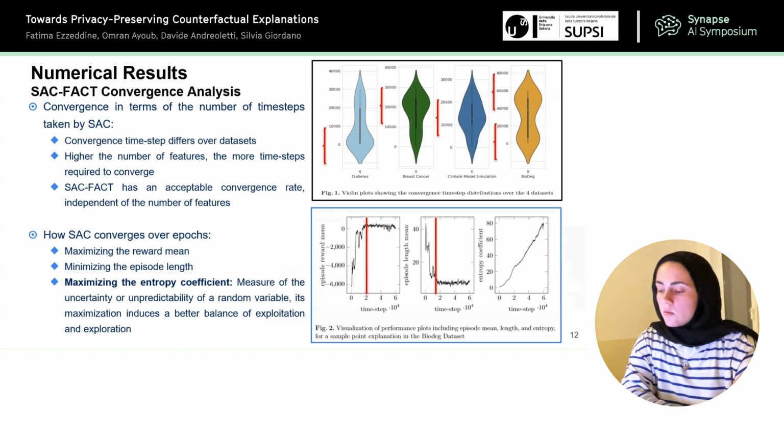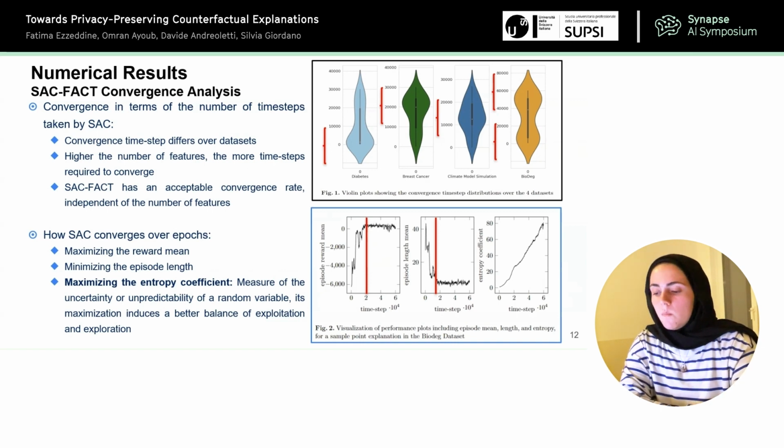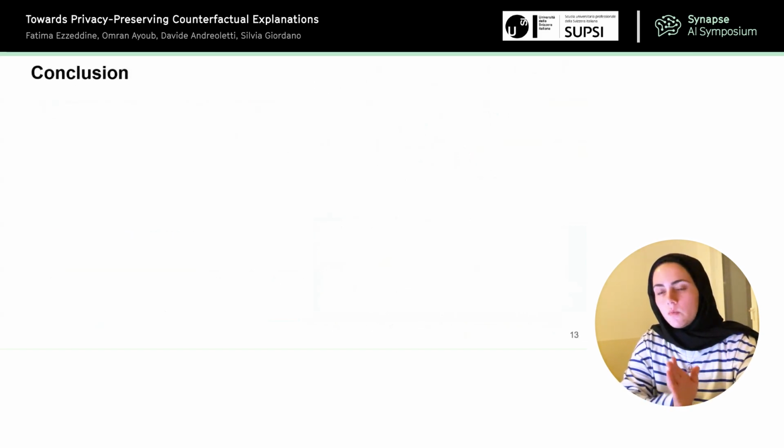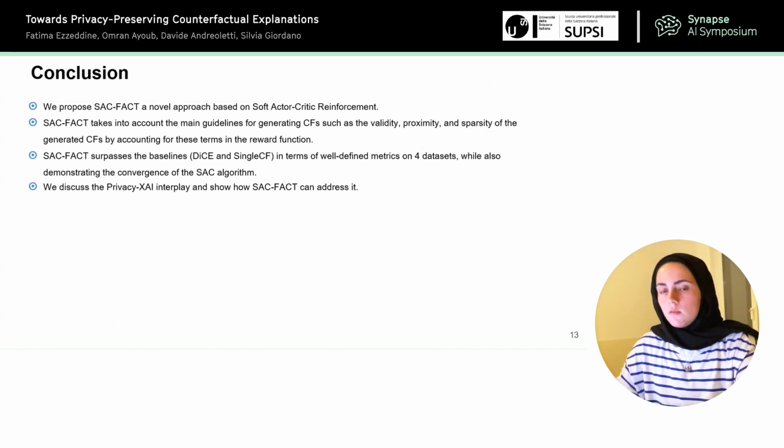And also for the entropy coefficient, which is being optimized during the training of the SAC-FACT algorithm theoretically, we can see that it is being maximized over time, which follows how SAC critic itself works and should work. And this is a proof that SAC-FACT is really converging, by analyzing these convergence plots.